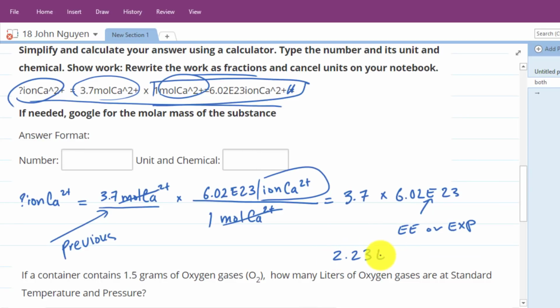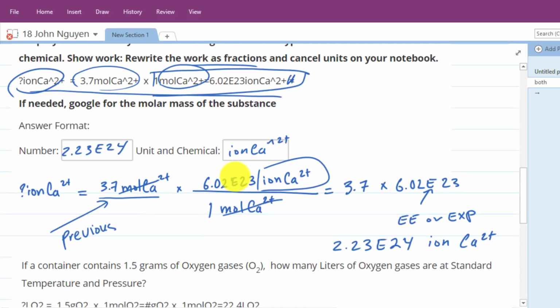2.23 e to the 20 what? 24. And what's the unit again? It is ions of calcium 2+. So going back to our answer, we're going to put in 2.23 e 24, and then our unit in this case and chemical formula is ions of Ca 2+.